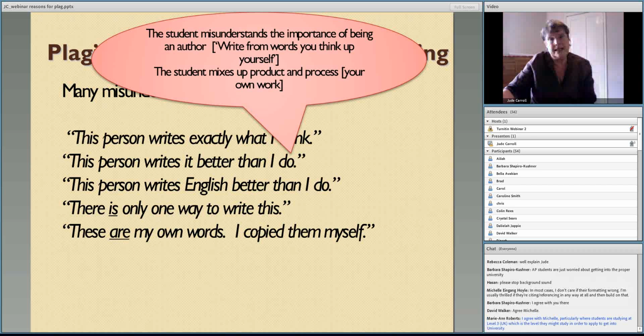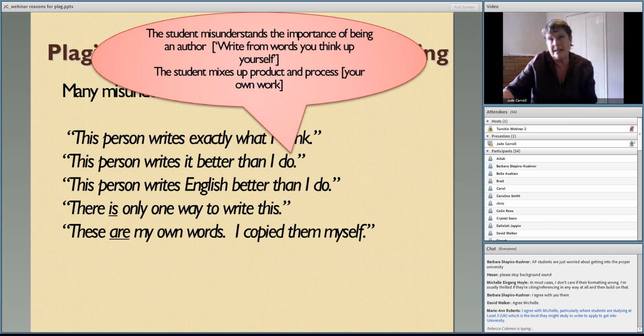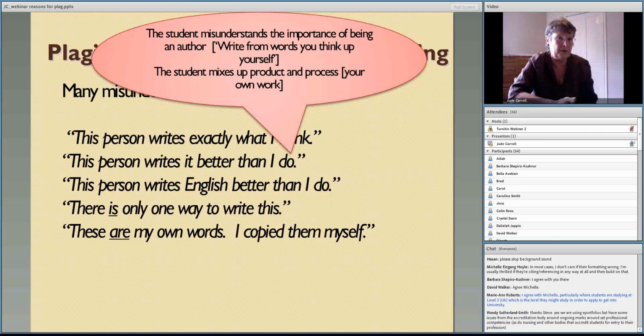If the person says, this person writes it better than I do, so they copy because the person writes it better, the student has misunderstood the importance of being an author, of writing words that you think up yourself. Because when you write words that you think up yourself, you're writing ideas that you think up yourself. That doesn't mean you have to use words that have never before been used by any human being, but it means that you have to go through the process of making your own work.